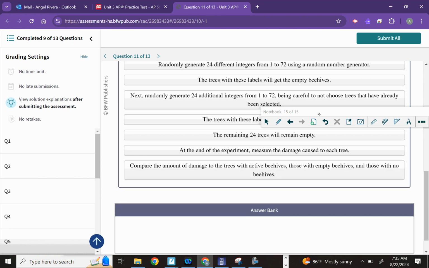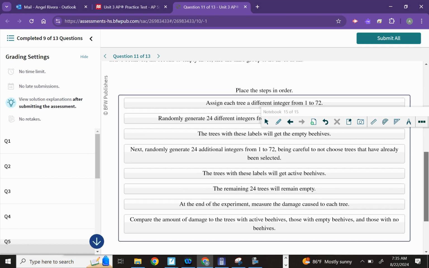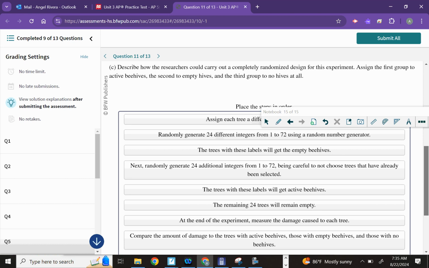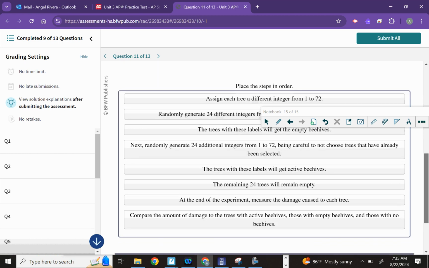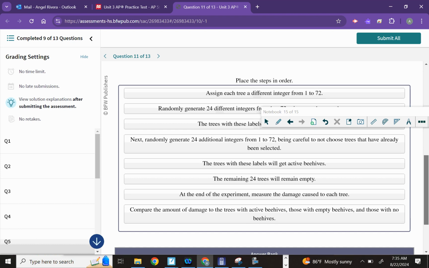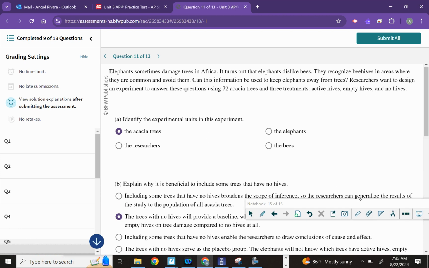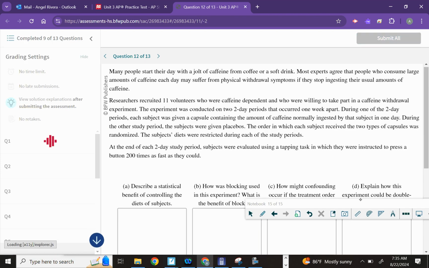Maybe. So assign, randomly generate, treat, randomly generate again, treat, remaining, get that treatment, measure, and then compare. Okay.